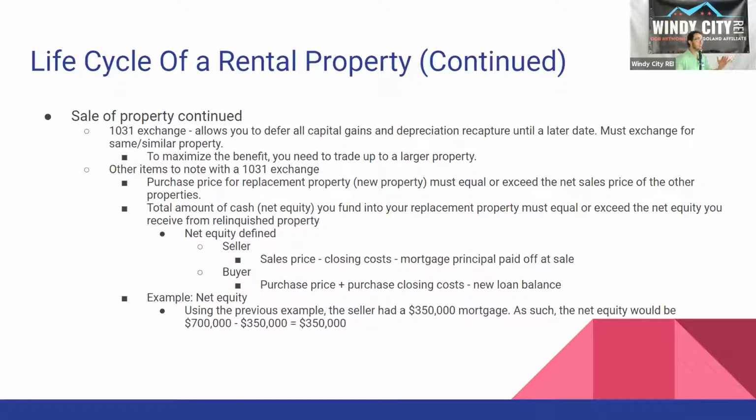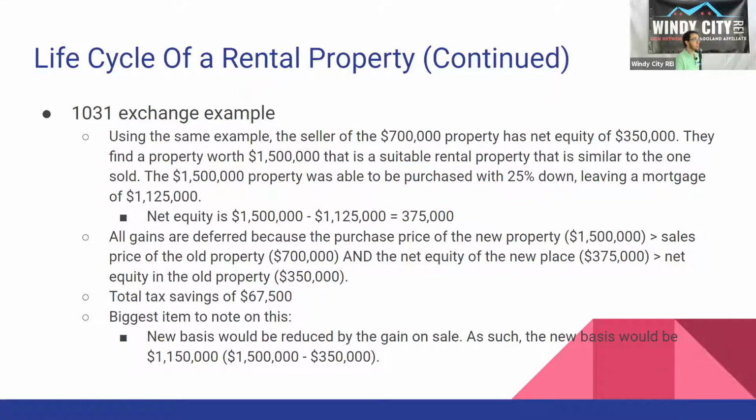So now getting into the definitions a little bit, the net equity. Net equity for the seller is the sales price, less the closing costs, less the mortgage principal paid off at sale. And we'll do an example of this in a second. And then for the buyer, it's the purchase price plus the purchase closing costs plus the new loan balance. So using that example that we had from the previous slide, the seller had $350,000 in mortgage. As such, the sales price, $700,000 minus the $350,000, they have $350,000 net equity. And that'll be important for this next slide.